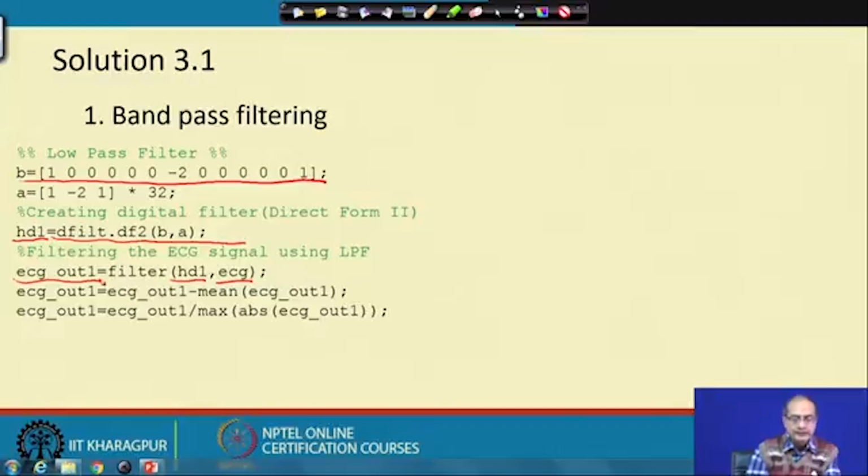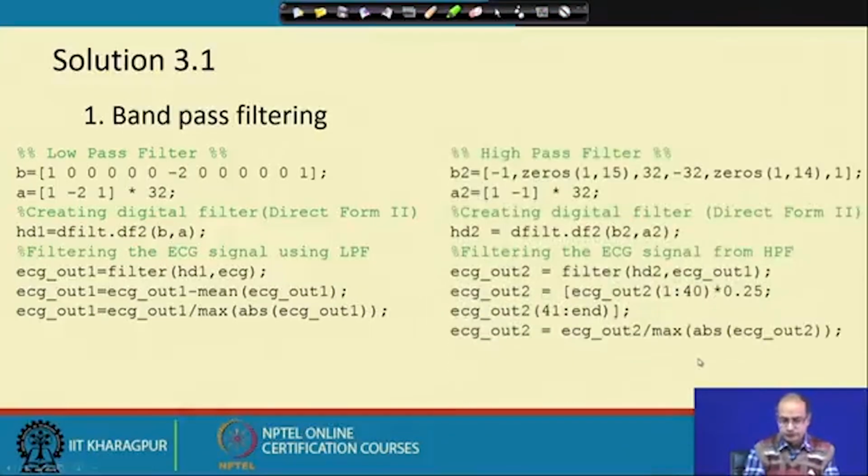Now, this signal ECG out 1 is again normalized, that is we take out the mean and divide by the absolute max, so that the signal is contained again between -1 and +1 and remains zero mean. So, after that we have to do the high pass filter. So, let us look at the high pass filter.